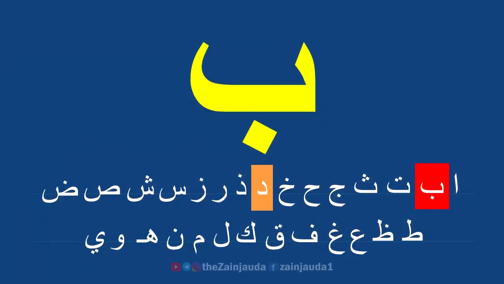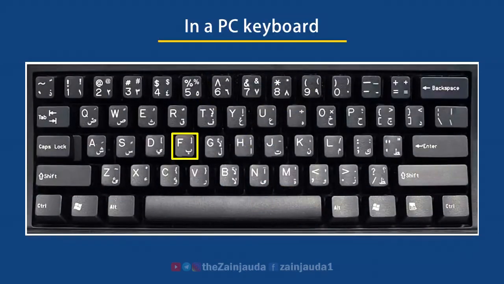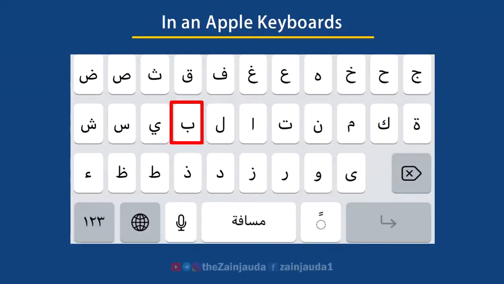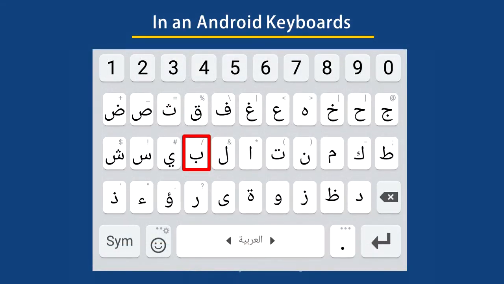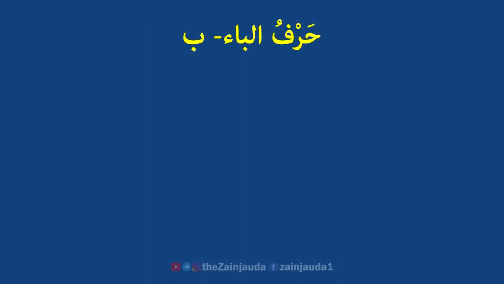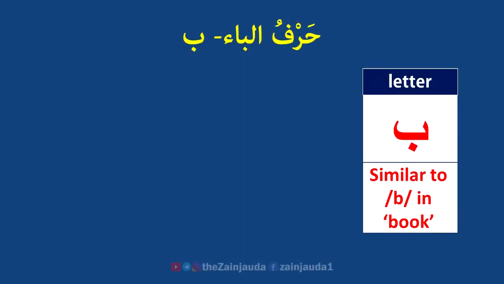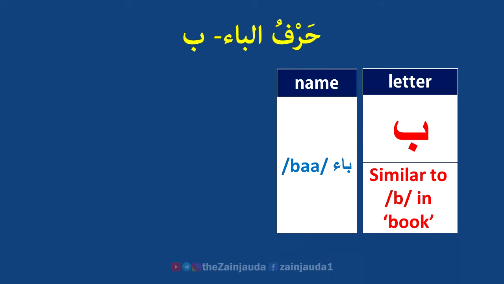Our second letter for today is ba. Ba is the second letter in the alphabet. On a keyboard, ba is found with the F key. On an Apple keypad, ba is in the second row. On an Android, it is almost in the same position. As far as the pronunciation of ba, it is similar to the b of book.